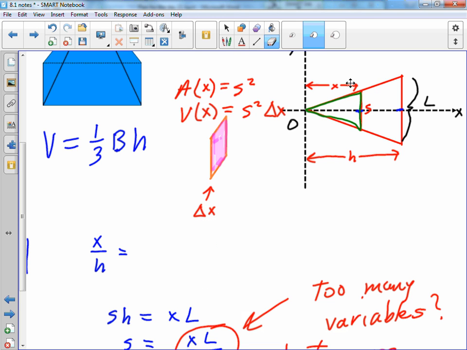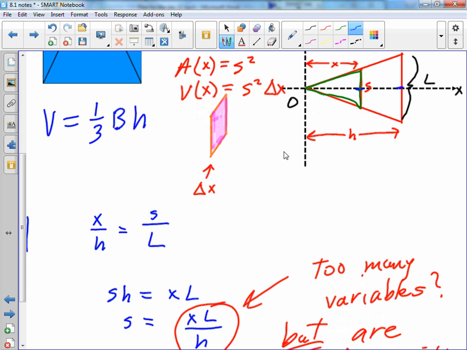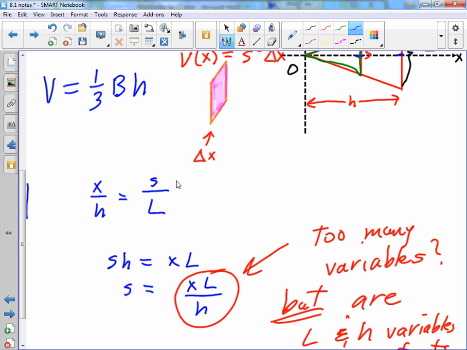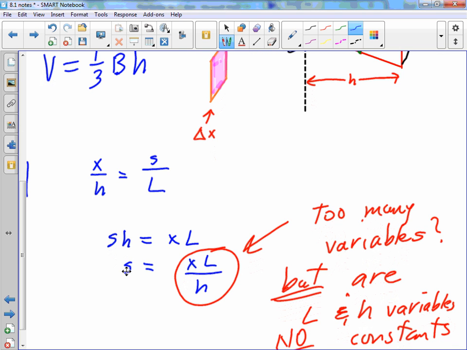We can say that x, this horizontal distance x, is to the big horizontal distance h, as s is to, you guessed it, L. And so we can then try to solve for s and then substitute in these other terms once we get that into this equation, s squared. So we can cross multiply. Someone suggested that today. S times H equals X times L. Divide by H, and we have S equals XL over H.